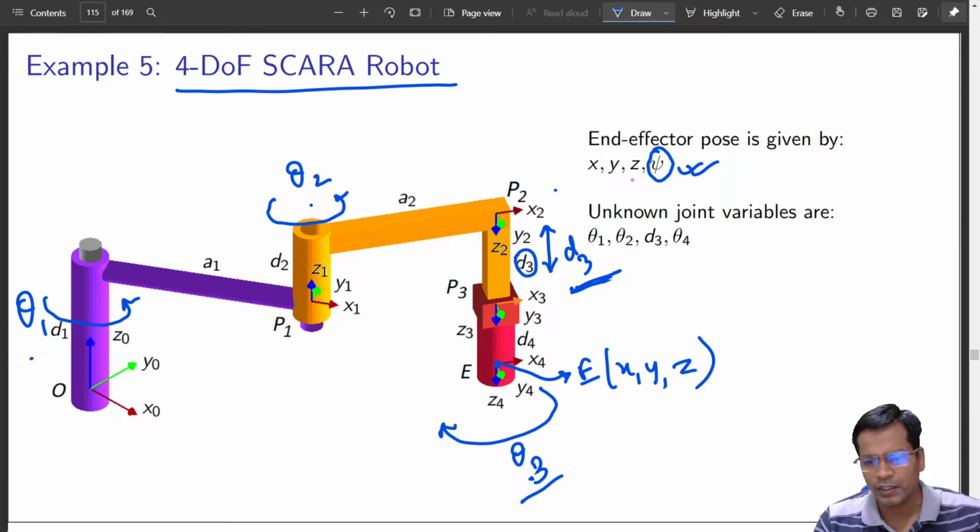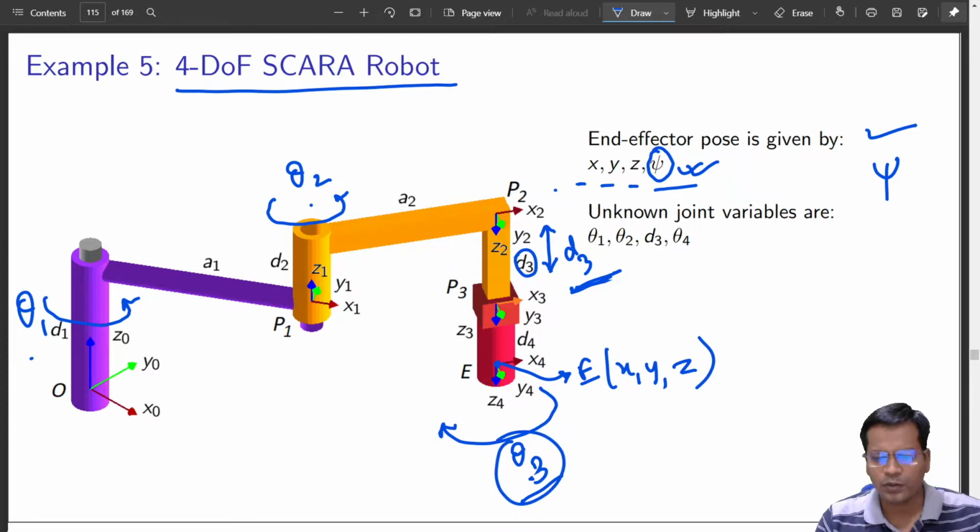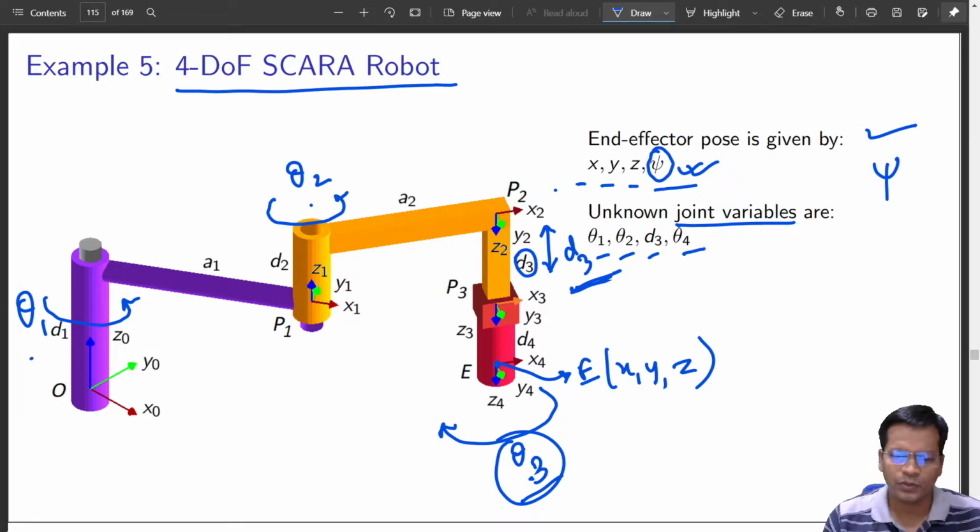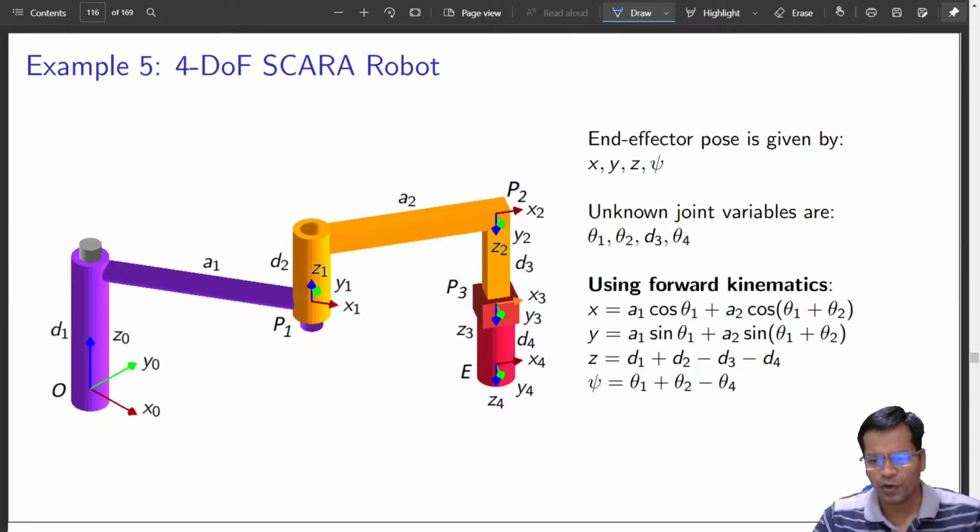So what are the known variables? The end effector pose is known, it is given by X, Y and Z. Psi is an additional angle that basically gives the end effector rotation. I'll tell you what this rotation is. What are the joint variables? Joint variables are theta 1, theta 2, d3 and theta 4. Those are the joint variables. Going to next, forward kinematics is straight away very simple.